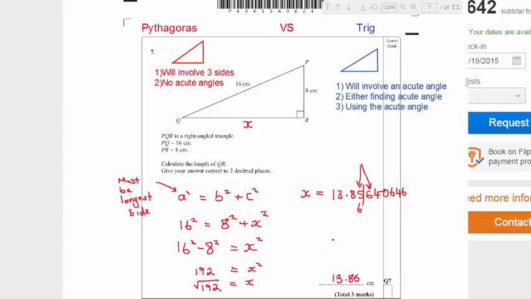Okay, so that's a pretty easy question on Pythagoras, but it did allow us to have a look at one of the so-called silly mistakes that we see on these papers, and that is not being able to tell the difference between a Pythagoras question and a trigonometry question. So I hope that helped, and see you again next time.